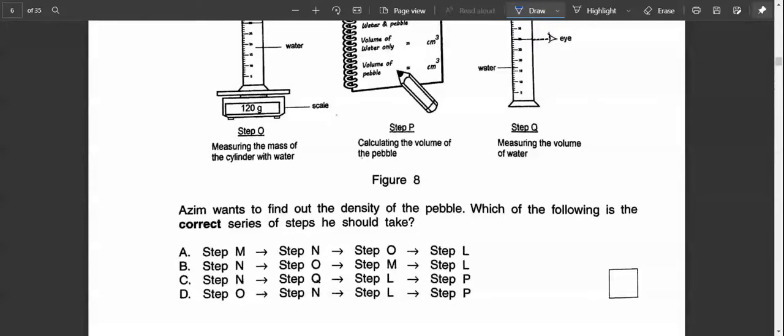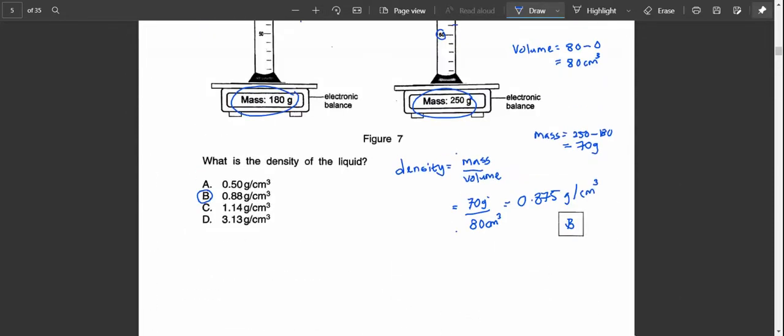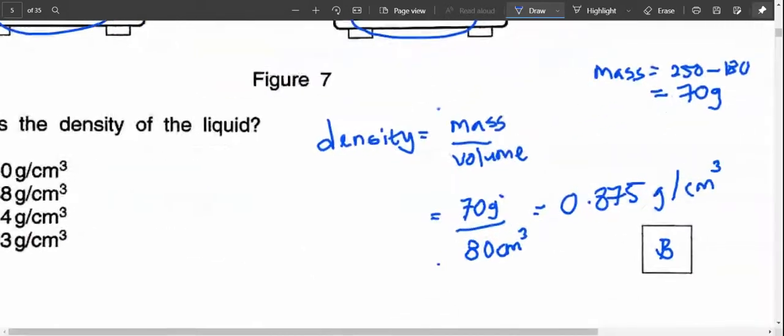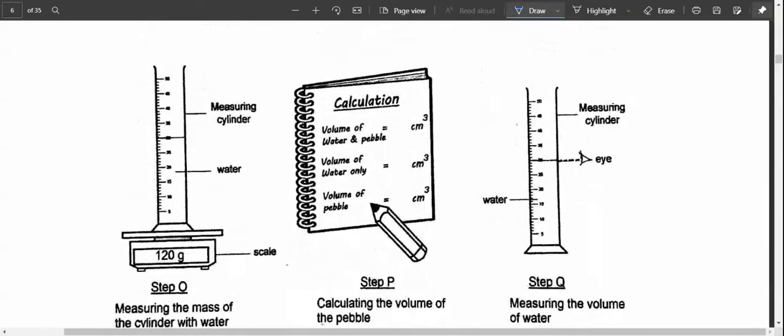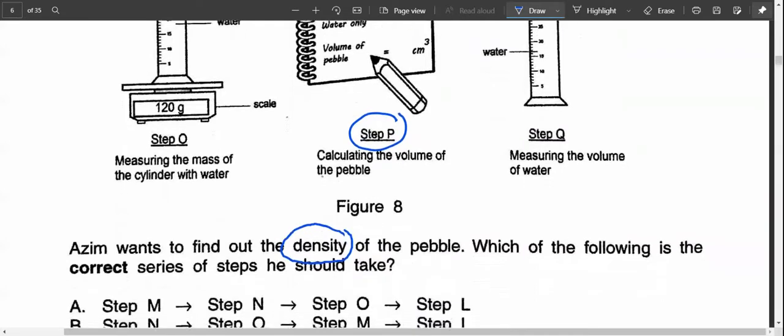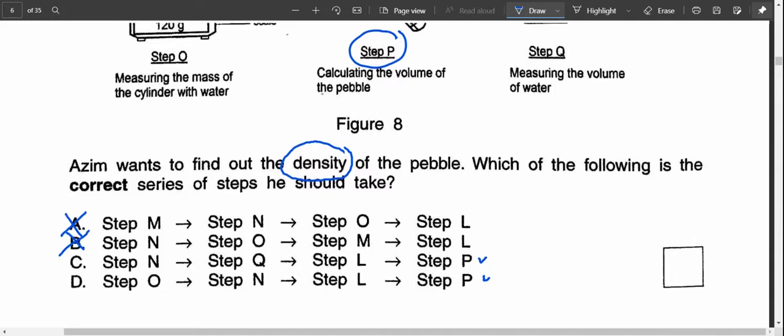Azim wants to find out the density of the pebble. So which of the following is the correct series that he should take? If you look at the previous question on top, we have to find the mass first, so we have to find the volume first, then only can we calculate the answer. Therefore, the calculation must be at the end. And if you look at the choices here, the calculation is step B, which means that must be the last step. Only these two have step B at the end, so you can eliminate A and B easily.